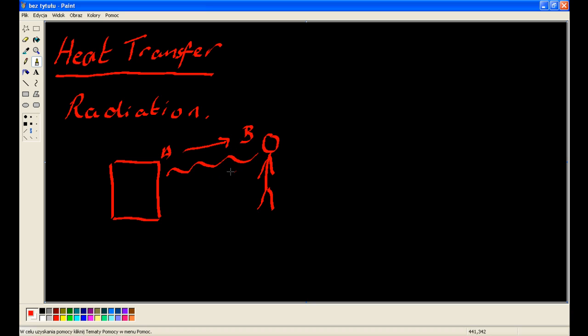Right. Now the interesting thing about radiation is you don't need a medium for it to travel through. You don't need any air for it to travel through. You don't need any water for it to travel through. Now it can travel through air and water, right? But it can also travel through a vacuum, yeah? And in fact, when we're talking about global warming, it's very important to talk about radiation because this is how the Earth receives its heat from the sun.